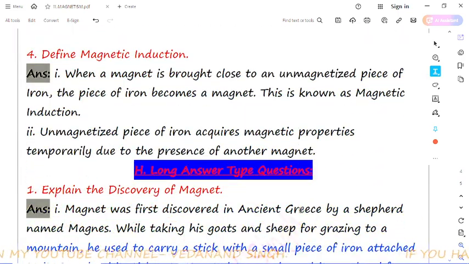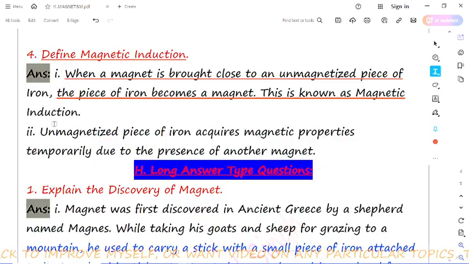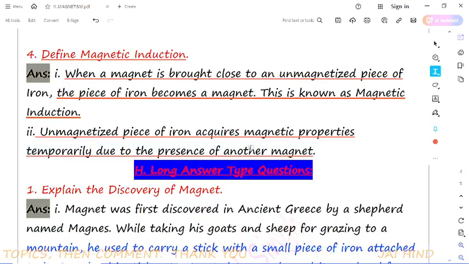Now the next question is, define magnetic induction. When a magnet is brought close to an unmagnetized piece of iron, the piece of iron becomes a magnet. This is known as magnetic induction. The second point is, the unmagnetized piece of iron acquires magnetic properties temporarily due to the presence of another magnet, meaning it gets the temporary property of the magnet.